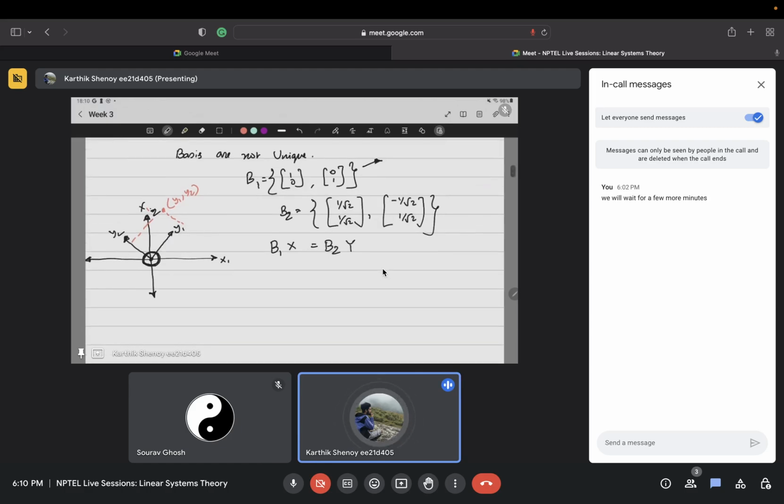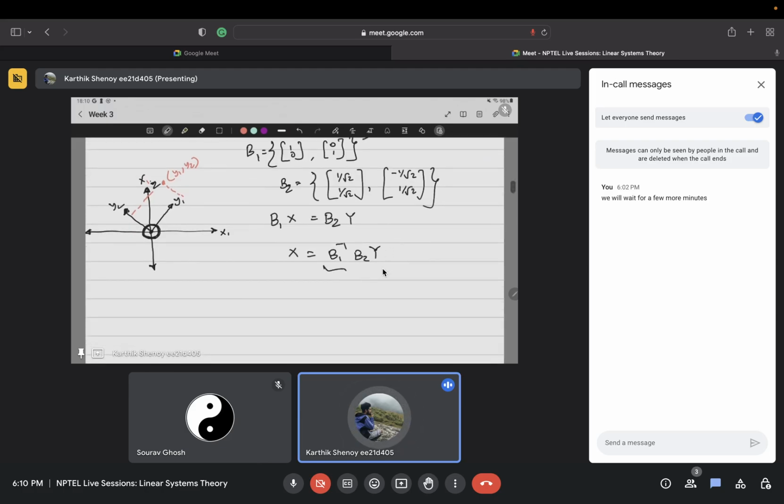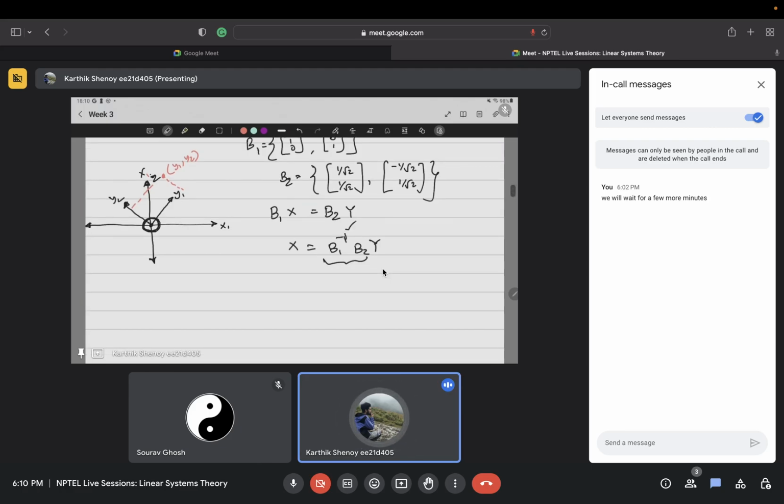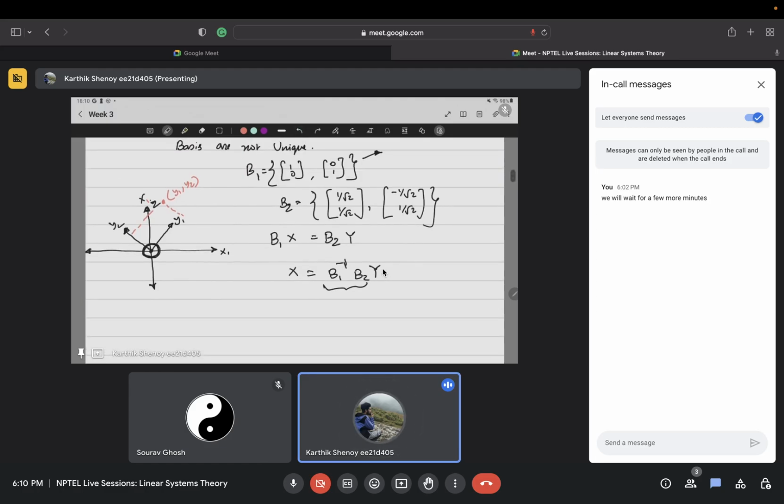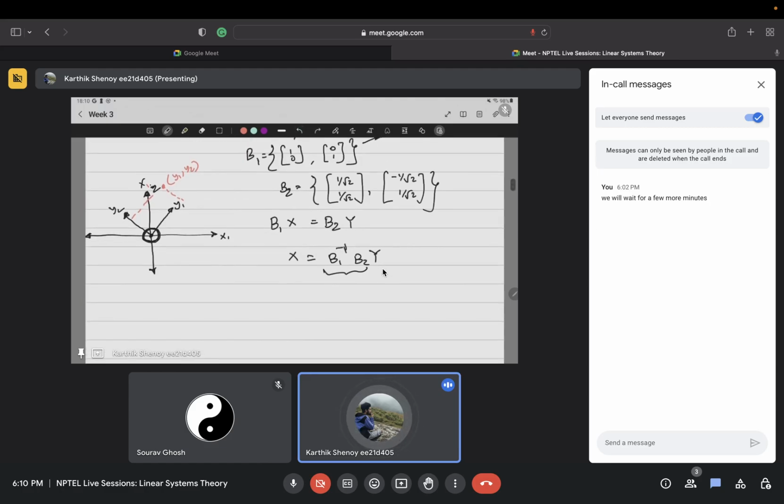So if you write like this, then you can write x is equal to B1 inverse B2 times y. Okay, so this is my change of coordinates matrix. I know there is this inverse because it's a basis, and basis vectors are linearly independent. So in this case, B1 inverse is nothing but identity, and B2 is 1 by root 2, 1 by root 2, minus 1 by root 2 and 1 by root 2. In fact, this is a rotation matrix.